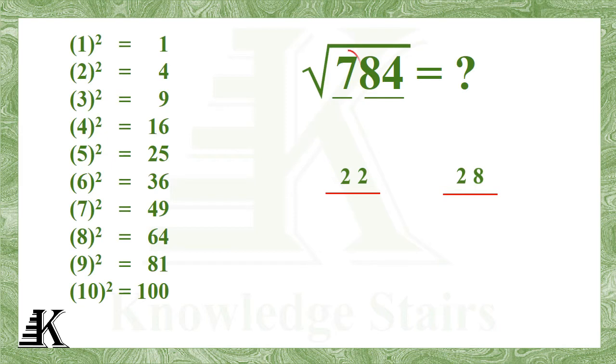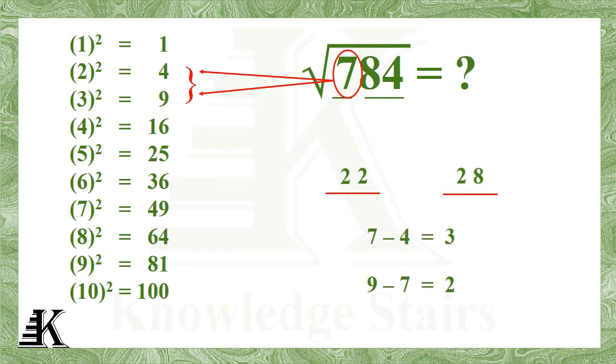We will see that this 7 lies between which two perfect squares. Here we have 4 and 9. Now we will see whether 7 is closer to 4 or 9. How will we know that? Just subtract: 7 minus 4 is equal to 3 and 9 minus 7 is equal to 2. That means 7 is closer to 9. So, here 7 is closer to the larger number, hence we will choose the larger number among the two numbers as the answer. Thus the answer is 28.